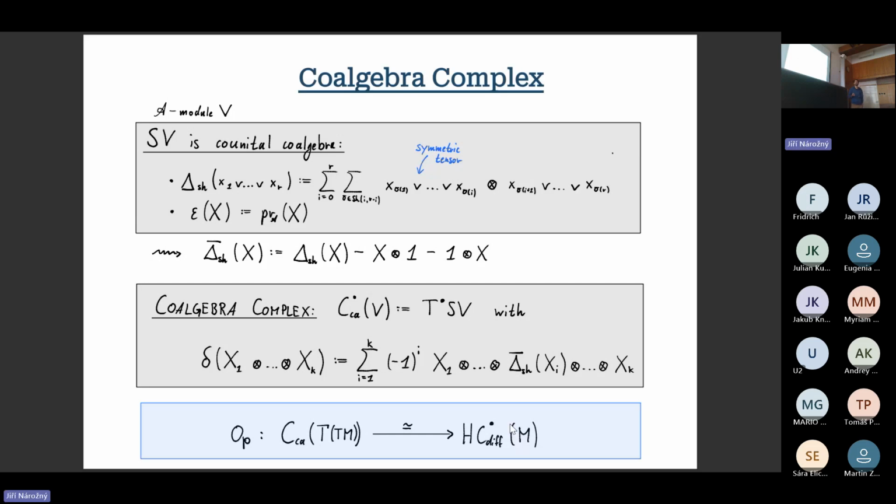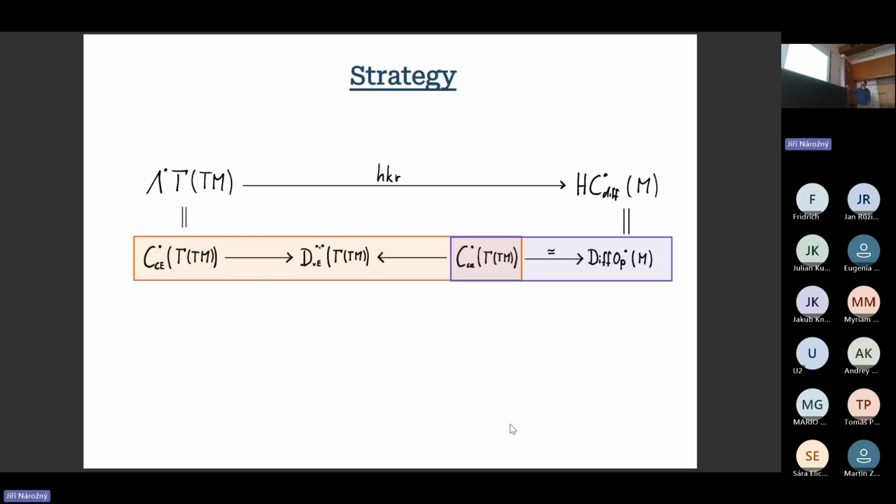Okay, with that, we are now kind of done with the geometric part. We have really identified an isomorphic complex, and it only uses the co-algebraic structure on the symmetric algebra of the vector fields. So going back to our strategy, the first part is done. So the second step is computing the cohomology of this co-algebra complex here.